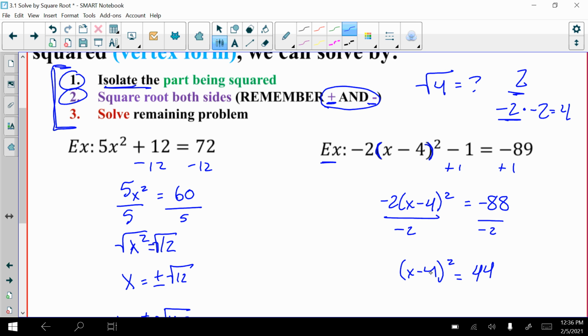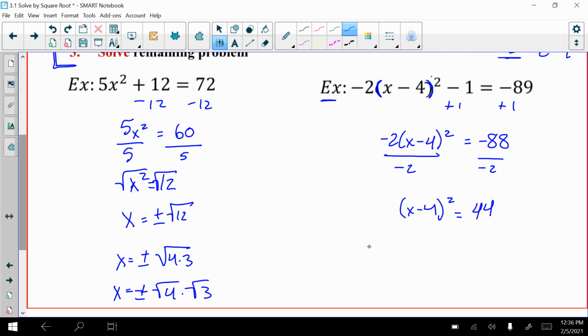At this point, notice how I did not distribute that exponent. Notice how I'm not going to divide by 2 to get rid of that exponent. Instead, I'm just getting this thing that's being squared completely alone. Now that it is alone, I can do what we did before and say I want to get rid of the squared, and in order to do that, I just take the square root. That's going to leave me with x minus 4 equals plus or minus the square root of 44.